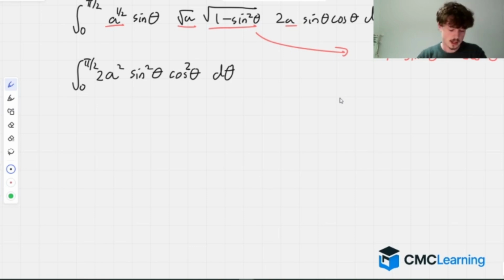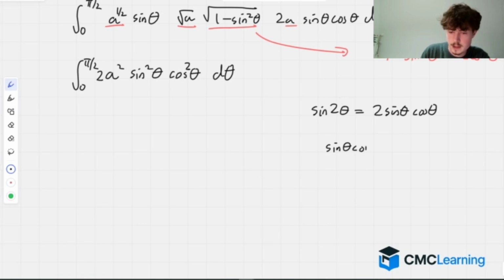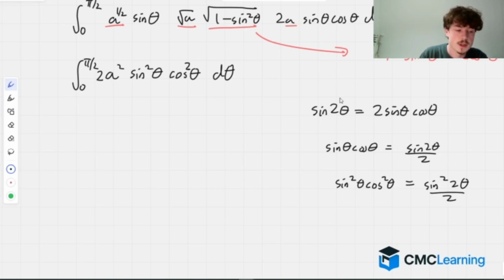The way to simplify this is remembering another trigonometry equation, which is sine 2 theta equals 2 sine theta cos theta. We can change this equation to suit us by just moving this 2 to the other side. So we get sine theta cos theta equals sine 2 theta over 2. Now if we square both sides to get sine squared theta cos squared theta equals sine squared 2 theta over 4, we can then substitute this back into here.